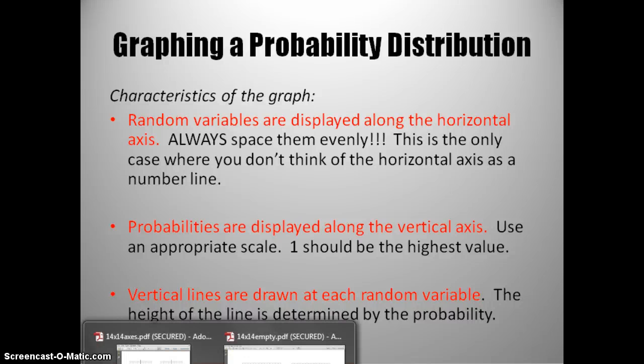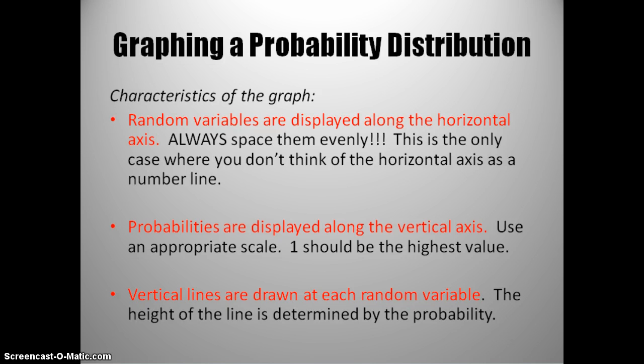Now the probabilities are displayed along the vertical axis. And of course, as always, use an appropriate scale. And because these are all probabilities, 1 should really be the highest value because the probability cannot be more than 1. And here we use vertical lines that are drawn at each random variable. And the height of the line is determined by that probability.